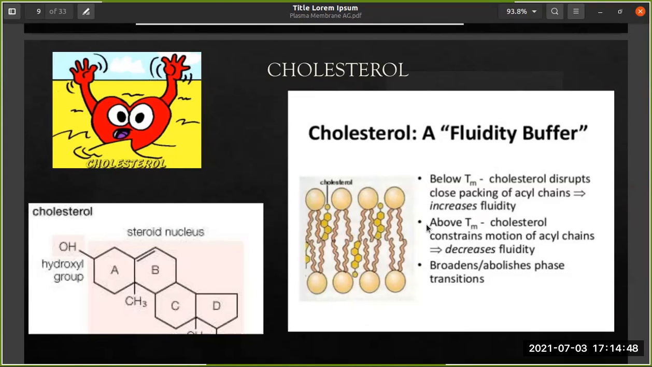But when the temperature is very high, what happens? These phospholipids start moving about here and there. Since the cholesterol molecules are in between, they prevent them from moving about very freely. So they move about a little, and this is how the fluidity is maintained.